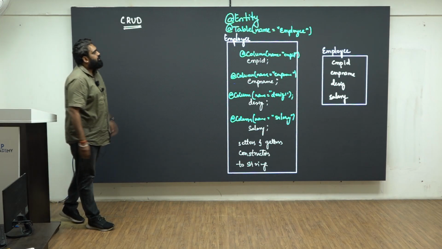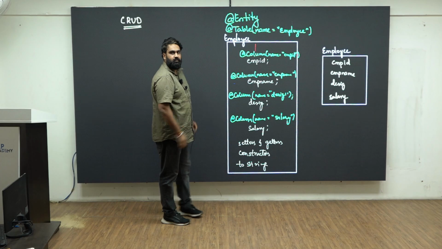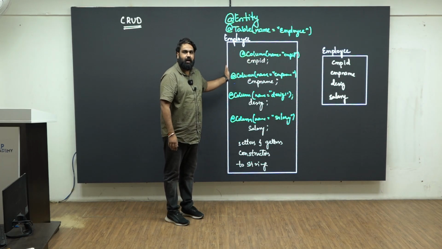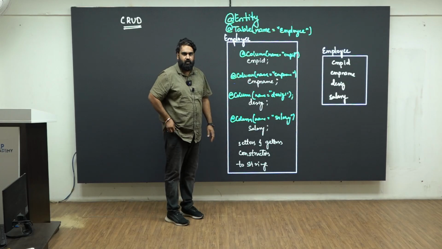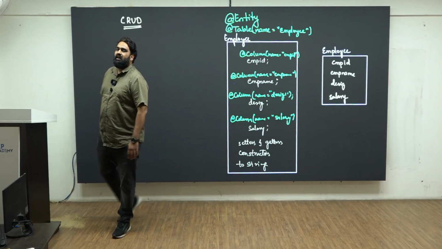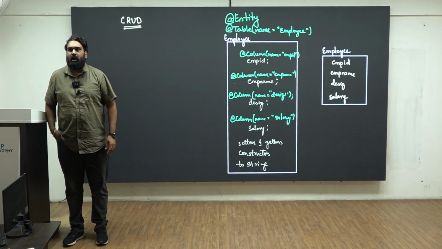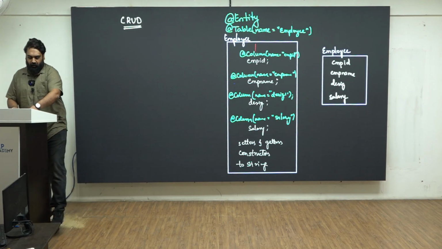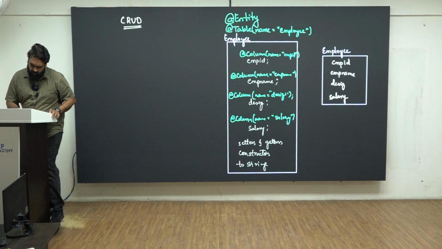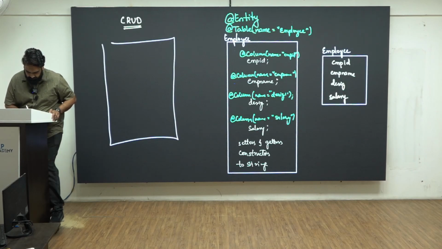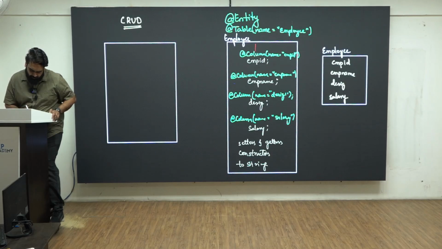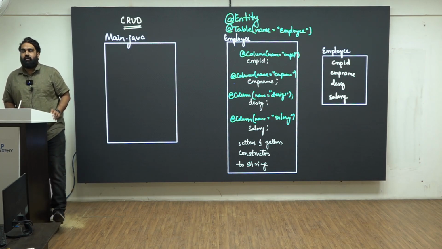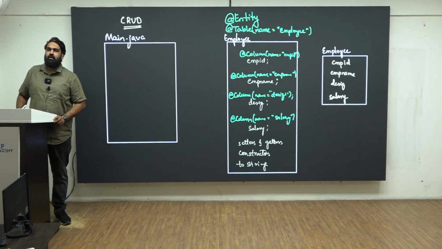Okay, sir. Now I have one entity class. I have one table. I have mapped the entity class with the table. Now I want to insert an employee or update existing employee details. For that, I will create one class. Let me call this class Hibernate, maybe I'll call it main.java. In this main.java, I will have a main method.